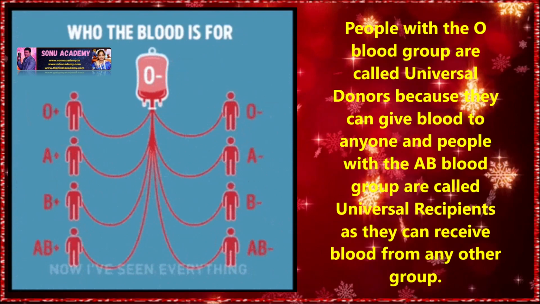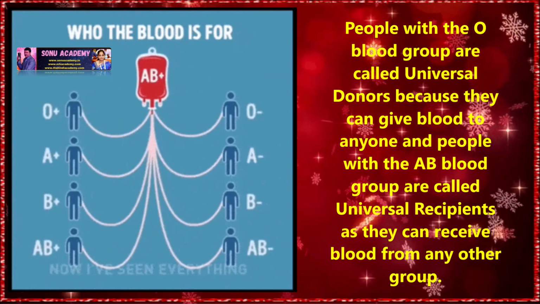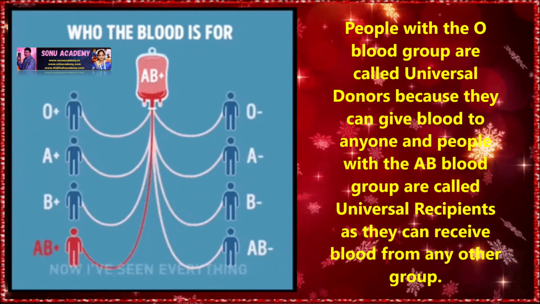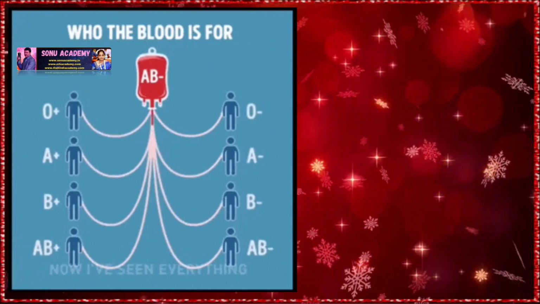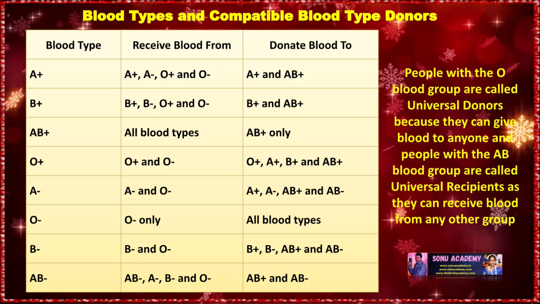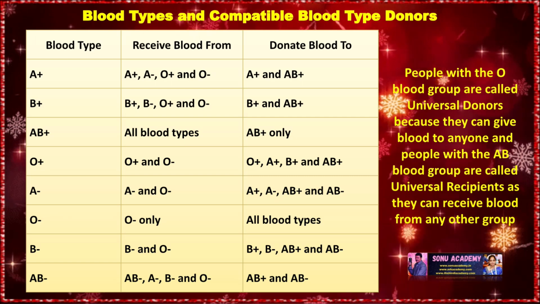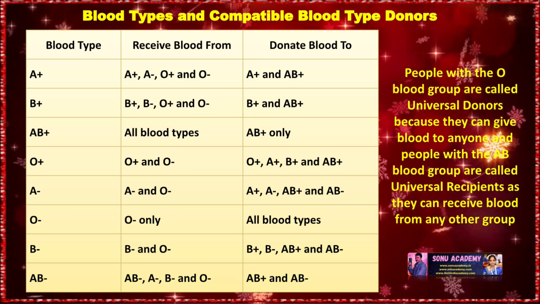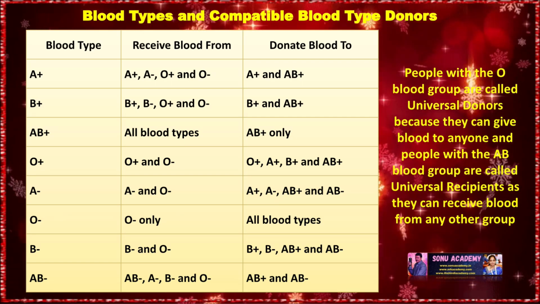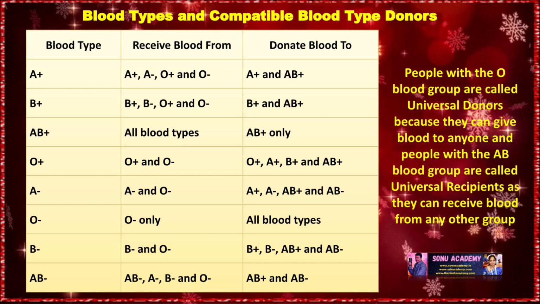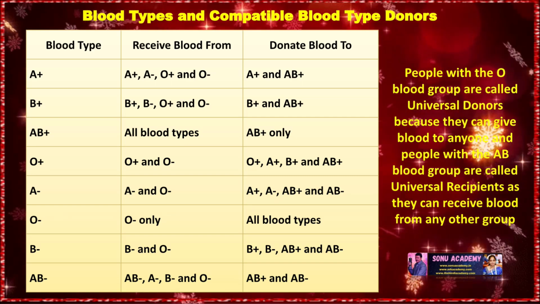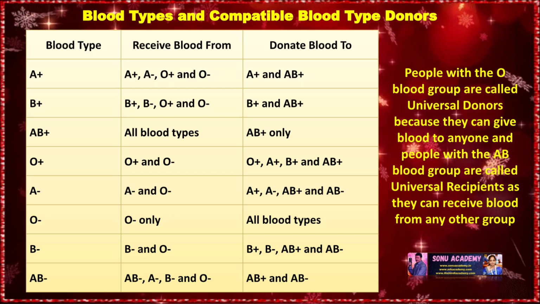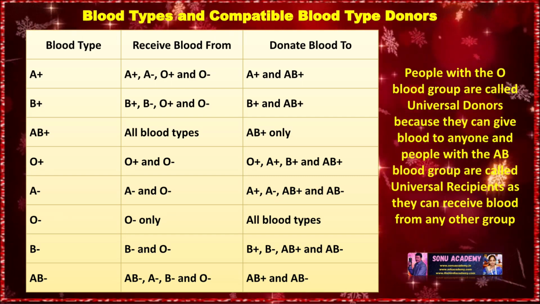B negative. B negative individuals can receive blood from B negative and O negative, and they can donate their blood to B positive, B negative, AB positive and AB negative. AB negative. AB negative people receive blood from AB negative, A negative, B negative and O negative, and they can donate blood to AB positive and AB negative people.